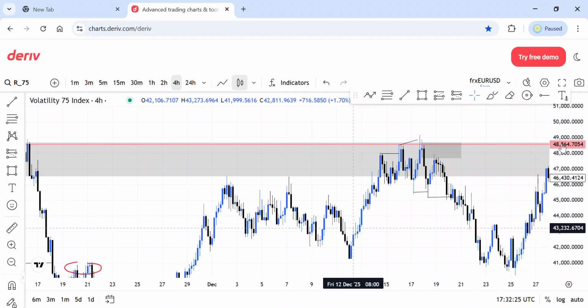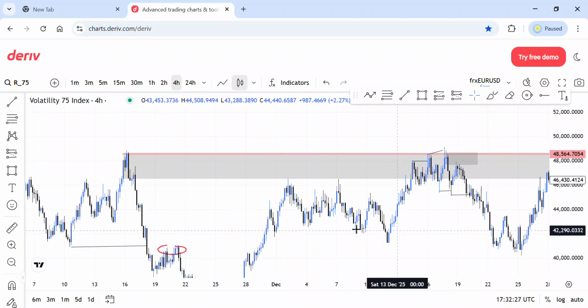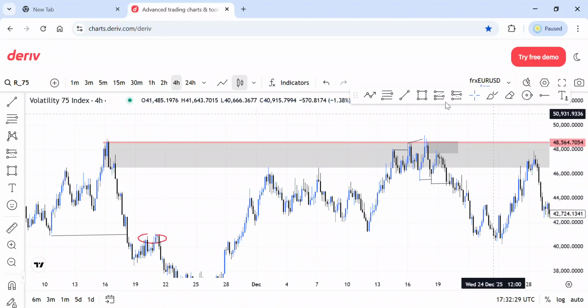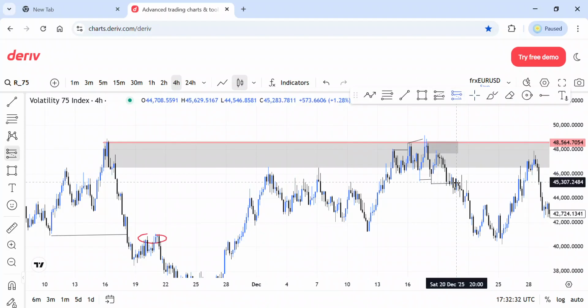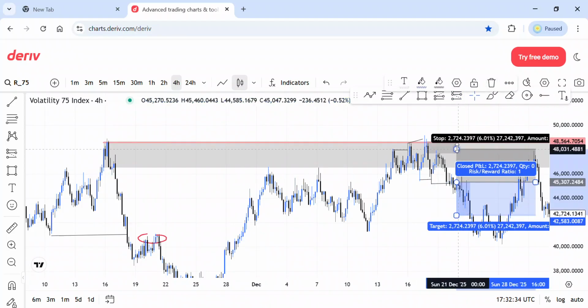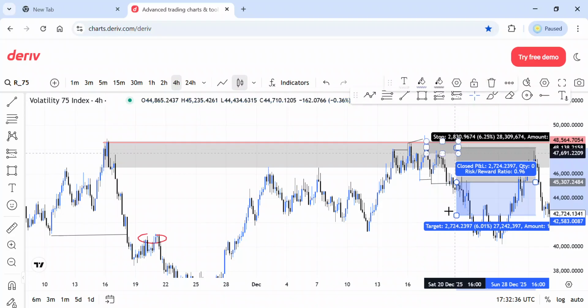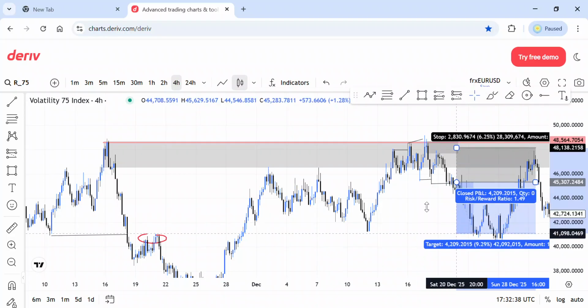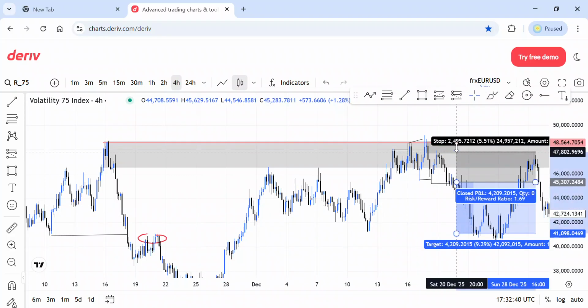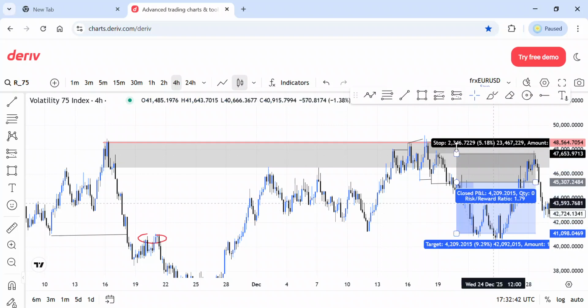I can even see everything on 4 hours. I don't even need to go to the lower time frame to see anything. Okay, so I'll just sell from here. I'll just sell like this. If I'm using BOS, I'll just sell from here, my stop loss here. Then I'll be targeting this low, this external range liquidity low. Okay, I'll be targeting this low.